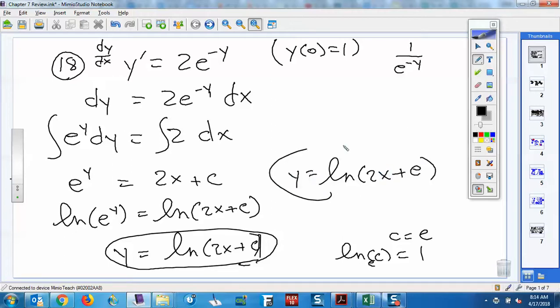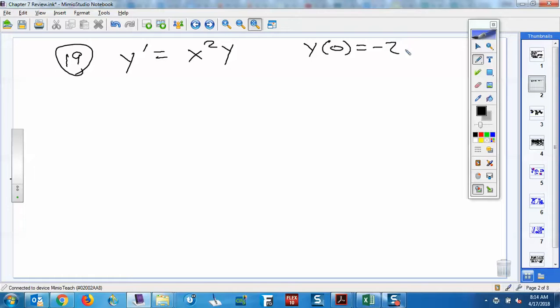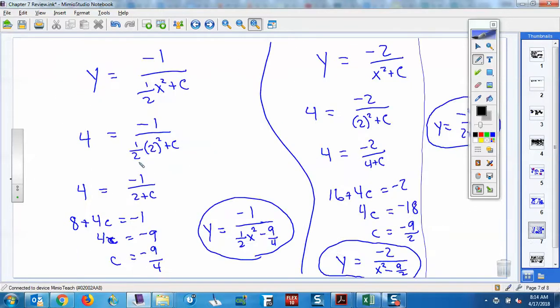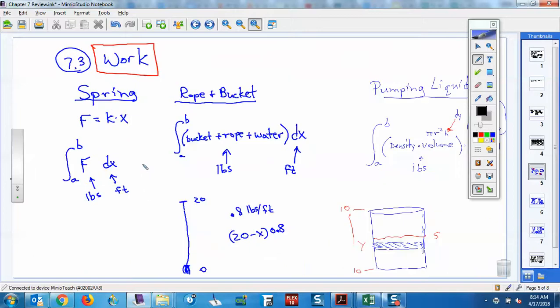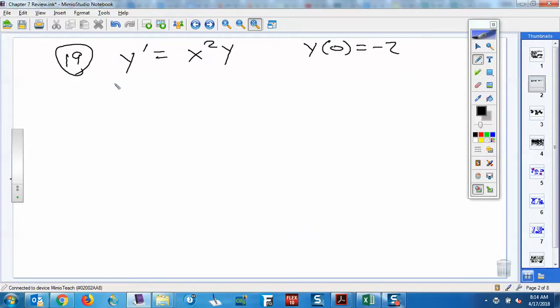Okay? So 19, what was 19? 19 was y prime is equal to x squared y. And then the initial condition is y at 0 is equal to negative 2. Okay, so let me see. It's x squared y. That'll make a difference. So again, dy over dx.